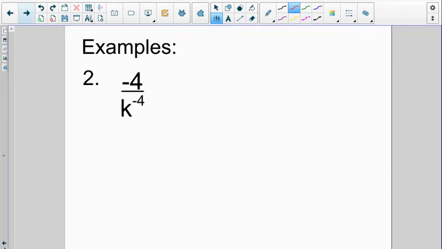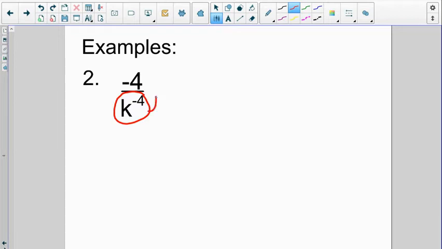Here's number 2. This time we have negative 4 over k to the negative 4th power. Now we have to be careful. That negative 4 in the numerator right here, that's not an exponent. Okay, that's just a regular number, a negative number. It's like negative 4 to the 1st power. So the only thing that we really need to move is the k to the negative 4th power.